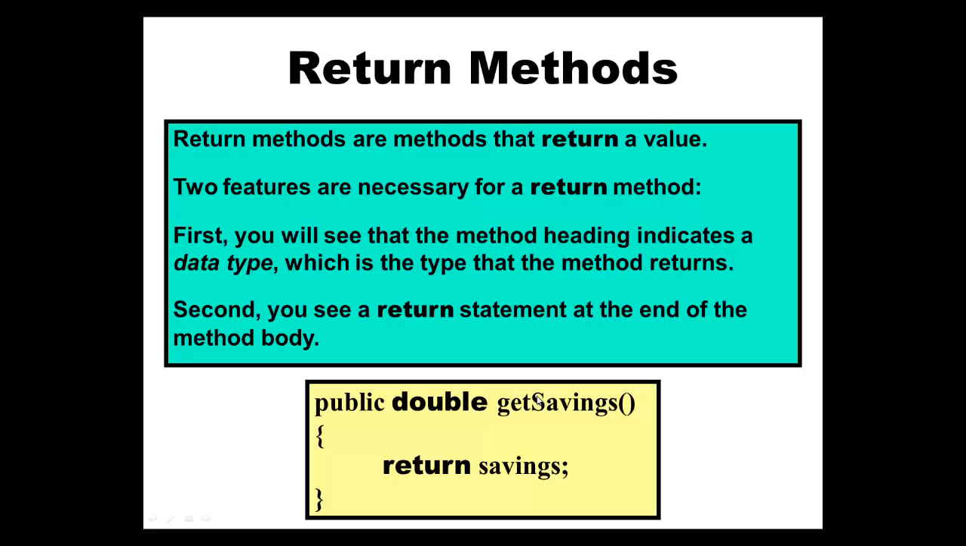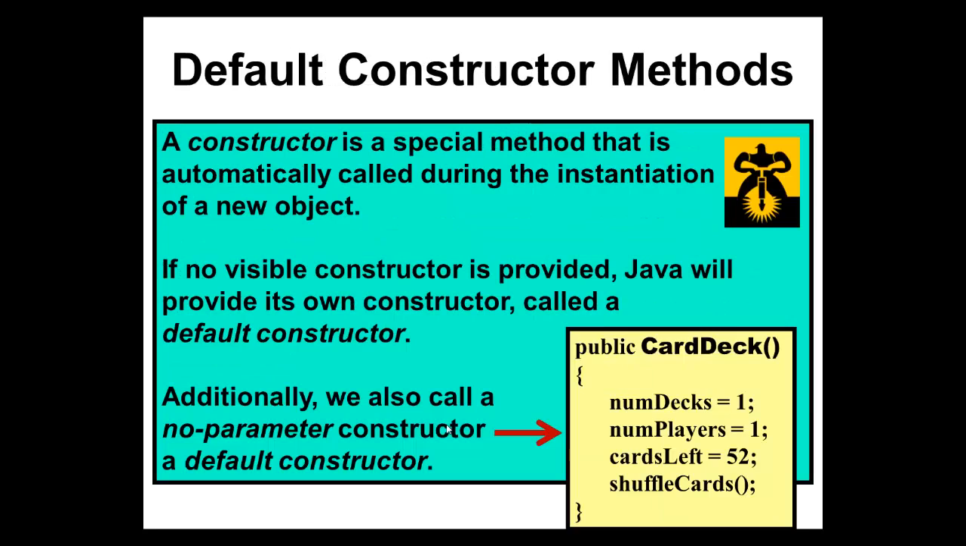Now return methods are methods that return a value. Two features are necessary for a return method. First, you'll see that the method heading indicates a data type, whether it be int, double, boolean, float, etc., which is the type that the method returns. So down by our return statement, you'll see at the end of the method body, this variable, in this case savings, needs to match the data type given, in this case double. Regardless of what data type you give, if you tell it you're going to return something, you have to, otherwise you get a compiler error, let alone a logic error.